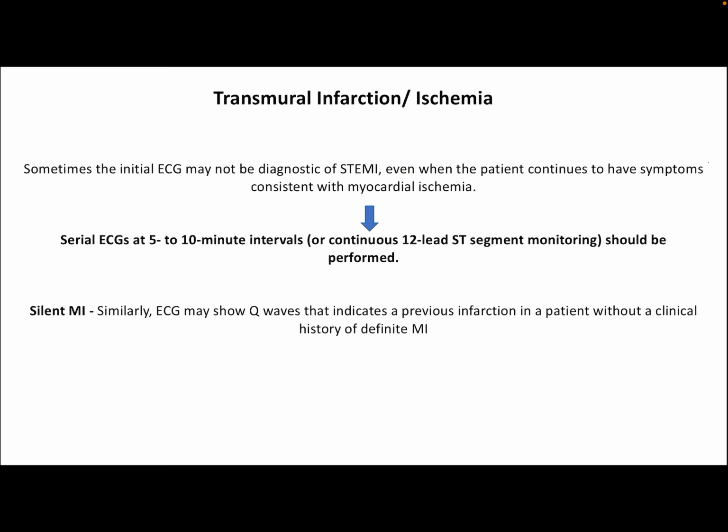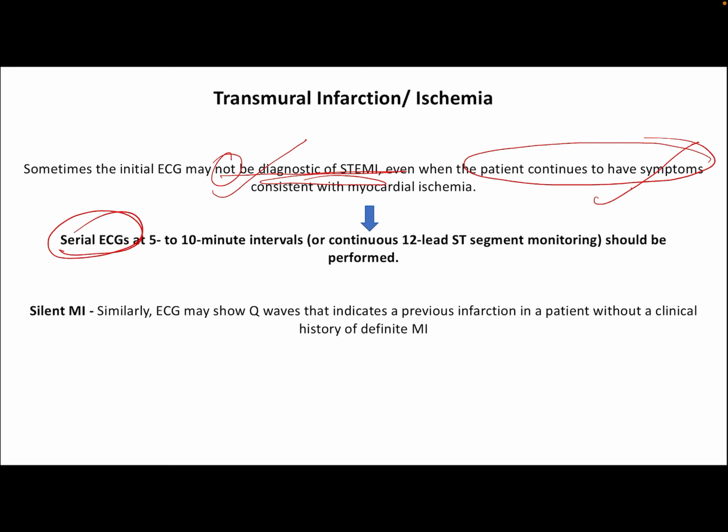We have to see one thing: the ECG in a symptomatic patient may not be diagnostic of ST segment elevation. That means the patient will have symptoms, but the ECG will not show any ST segment elevation or T wave changes. So in such cases, serial ECG should be done. Things can be reversed also. Here the patient was having symptoms; here the patient has no symptoms, and the ECG will show changes. This is called silent MI.